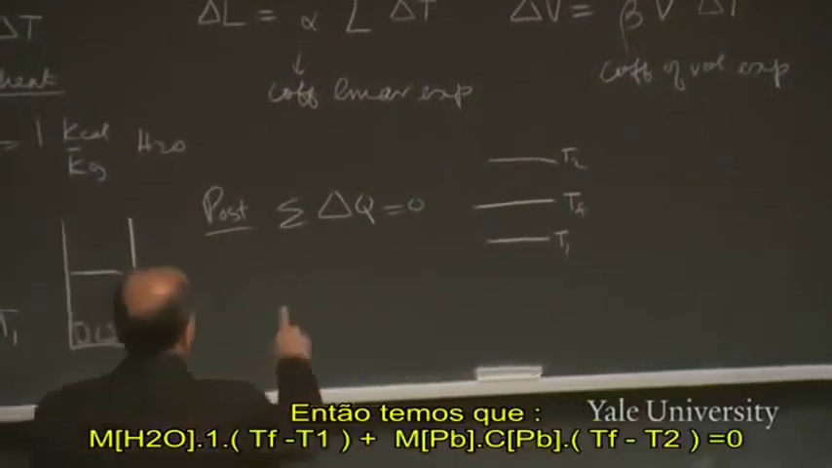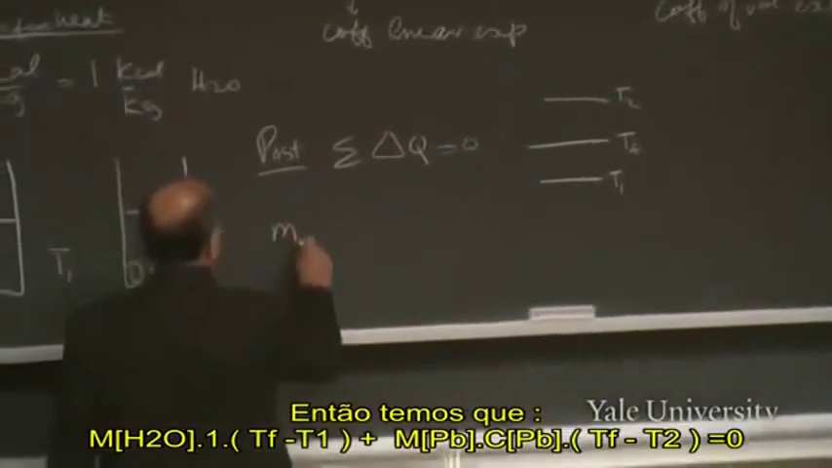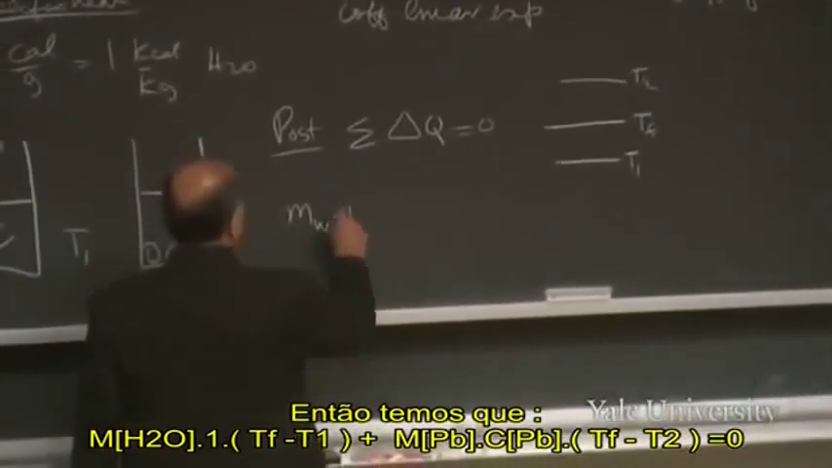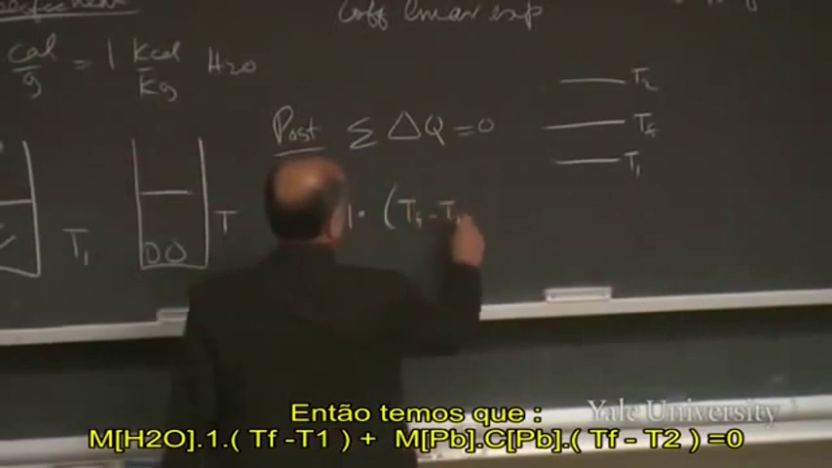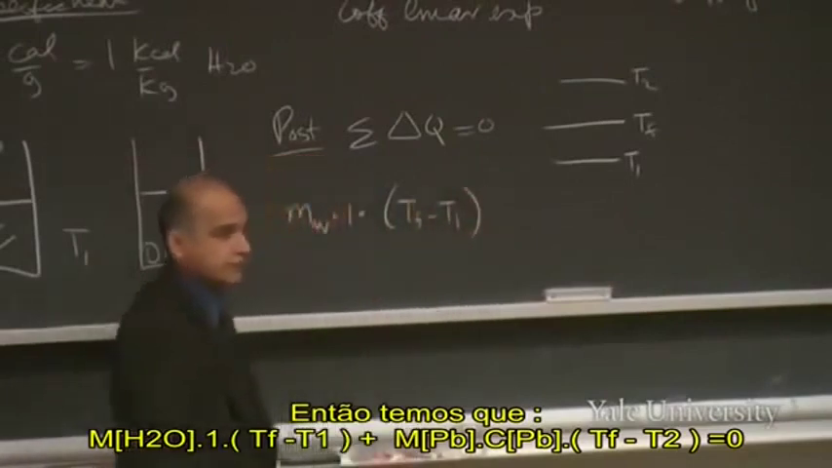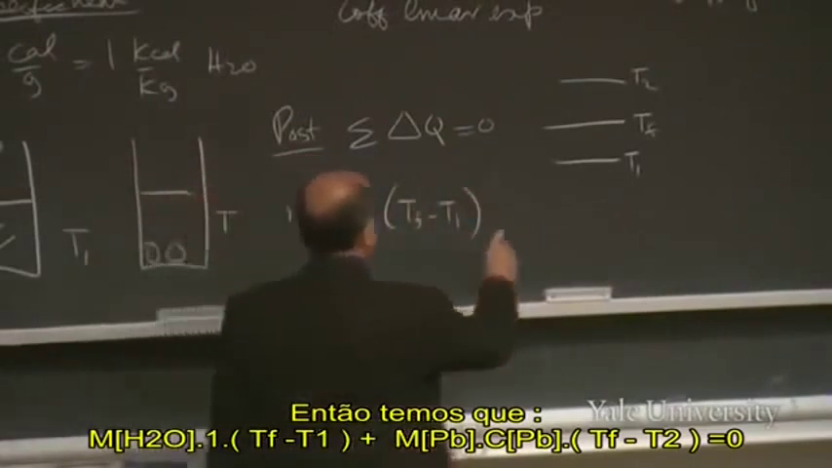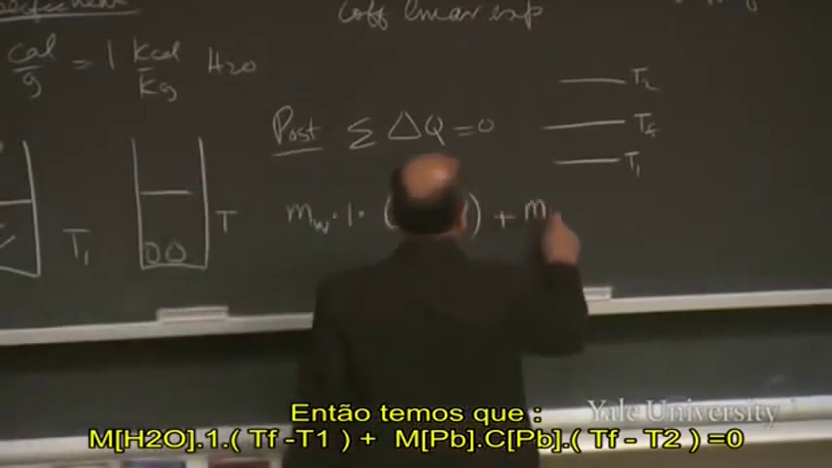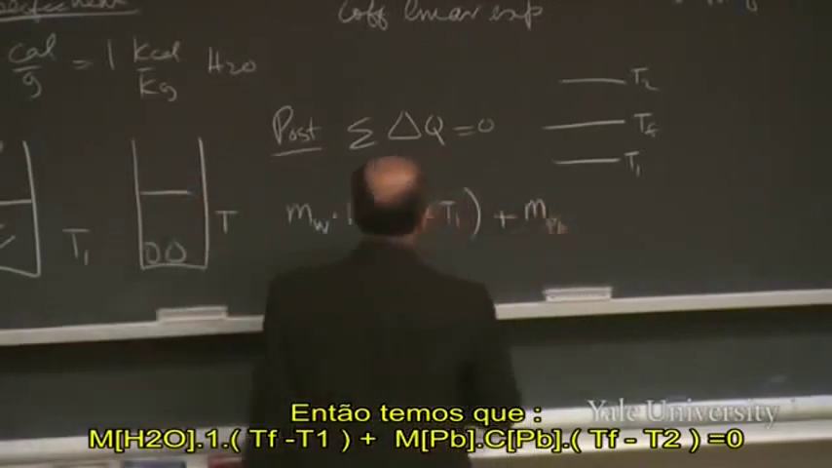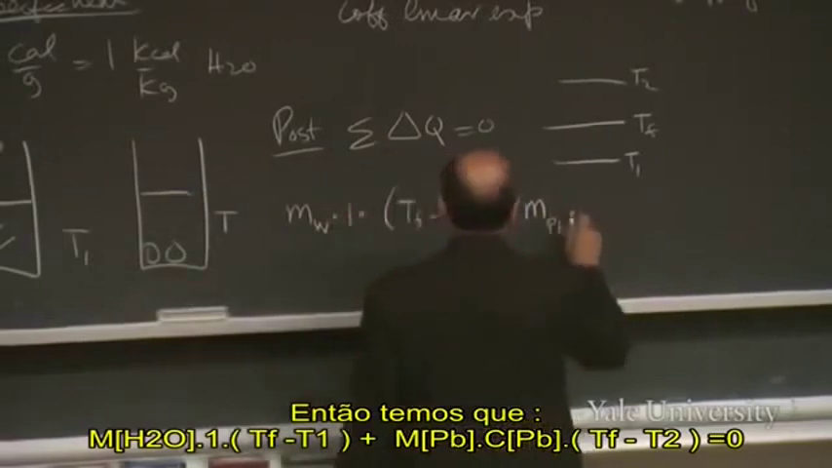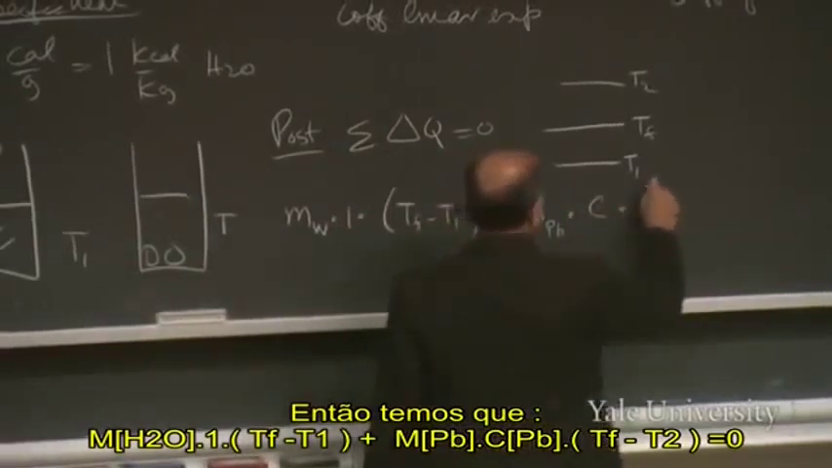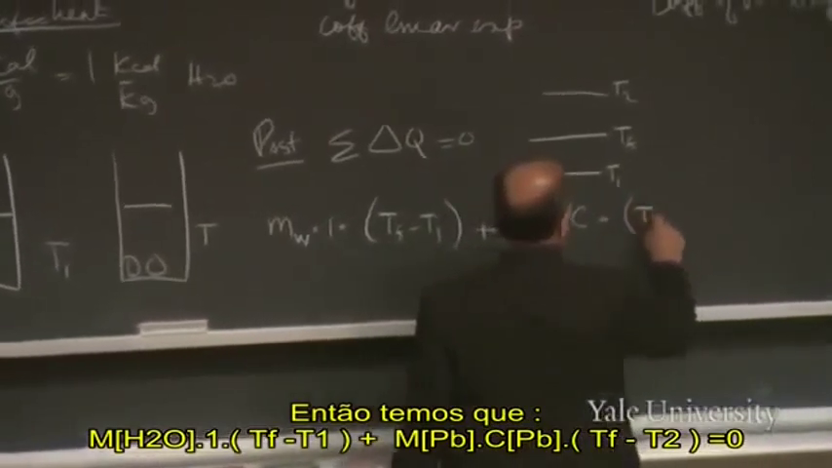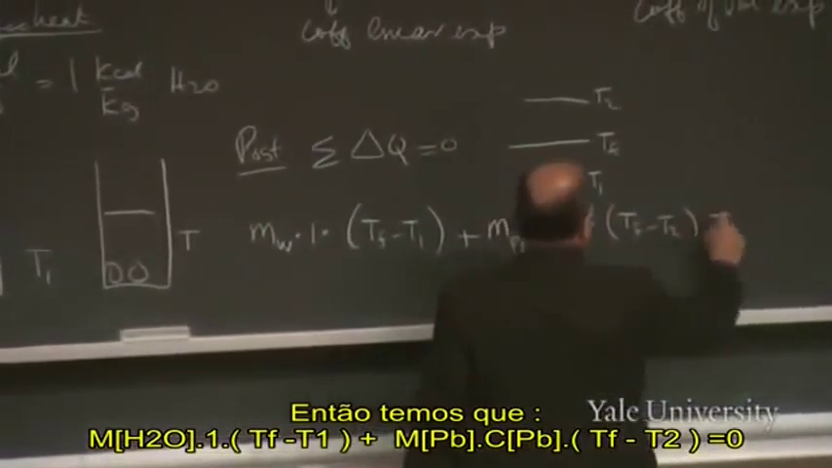Then you say the mass of the water times specific heat of water, which is 1, times delta T, which is the final temperature minus initial temperature. Ditto for the lead pellet. Mass of the lead, which has the symbol Pb, times specific heat, which I don't know, times the change in temperature, which is T final minus T2, is equal to 0.